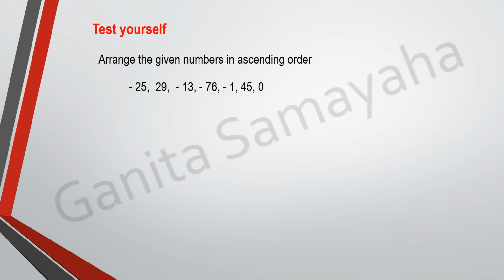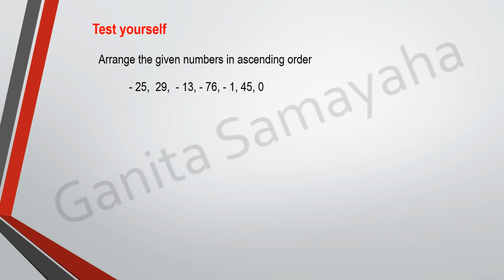So far we have understood how to identify the greater number and the smaller number. So what we will do? We will test ourselves how much we have understood. How are we going to test? We have got one small problem here. Arrange the given numbers in ascending order. So let us see which are the numbers. -25, 29, -13, -76, -1, 45 and 0.